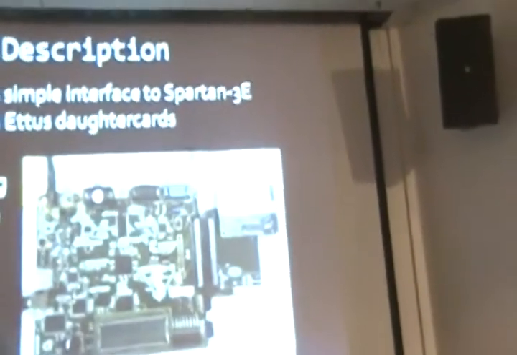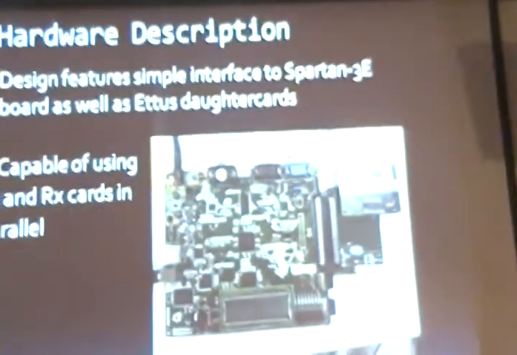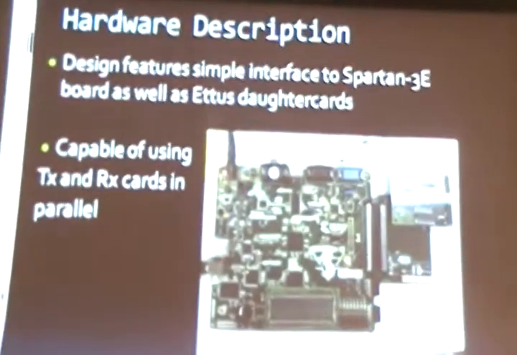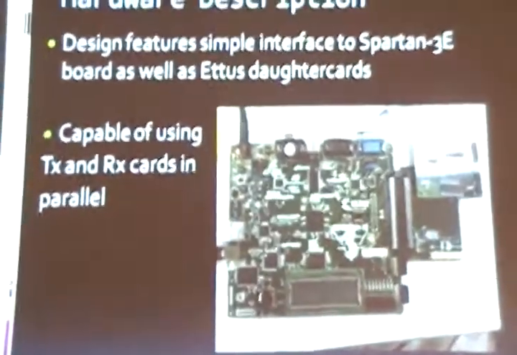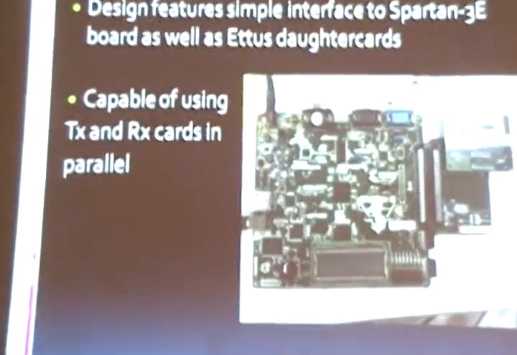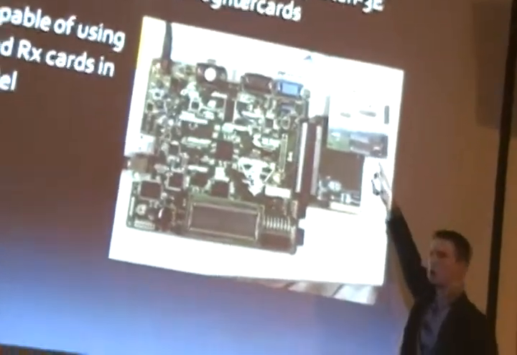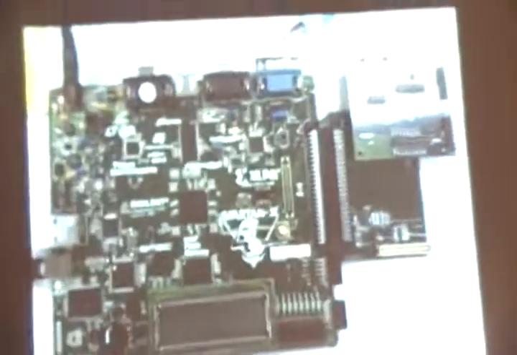A little bit about the hardware itself. The design features a simple interface to the Spartan 3E board made by Digilent. As you can see in the picture here, the main board on the left is the Digilent board. You can see at this part right here, this is the board that we designed, and then the daughter card from Ettus Research is attached on top of it. It's a simple plug-in right there.